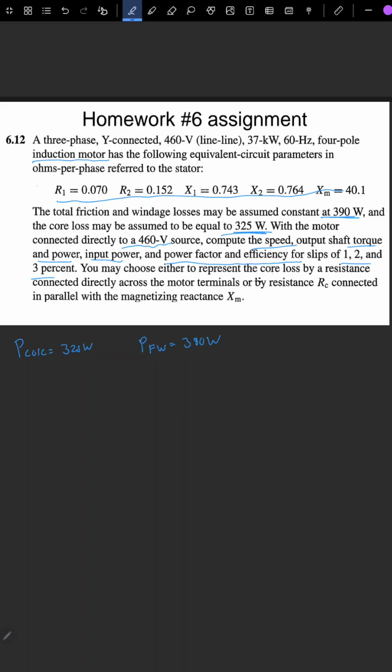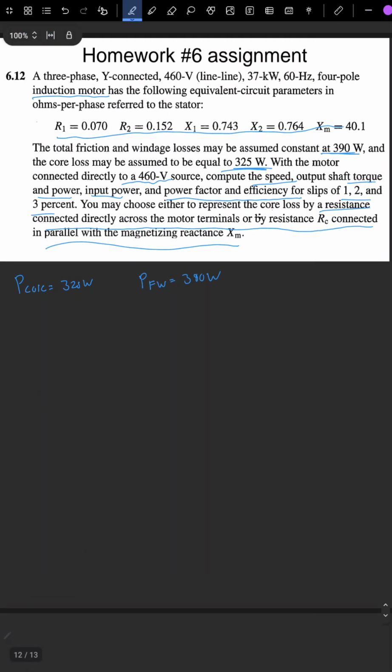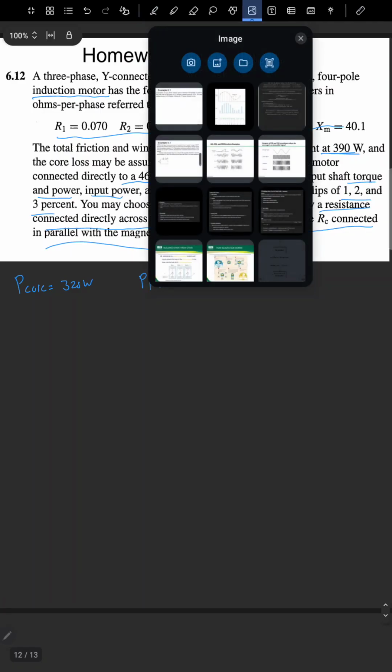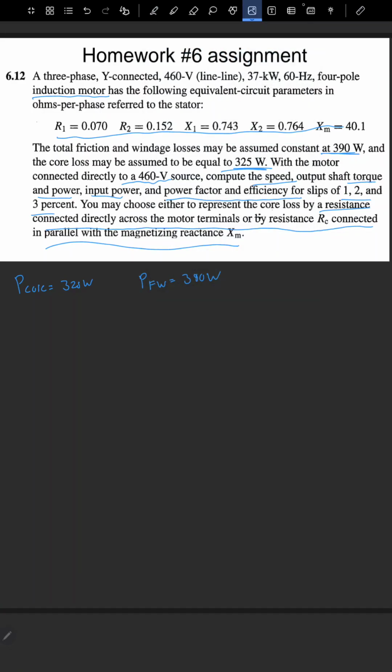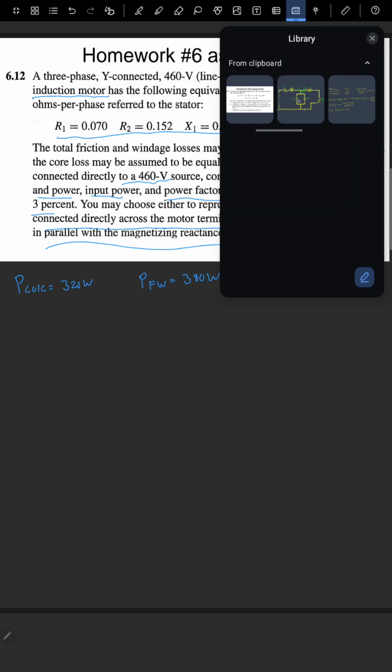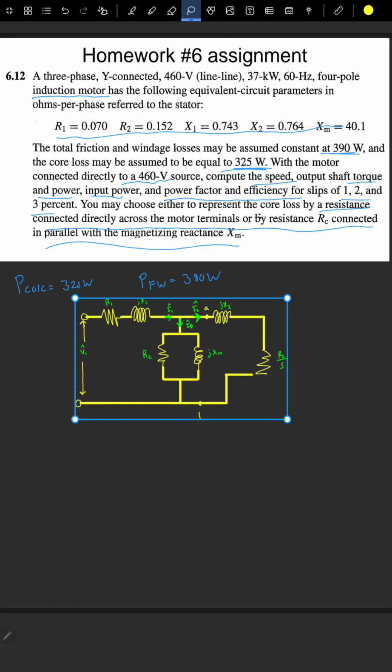You may choose either to represent the core loss by a resistance connected directly across the motor terminals or by a resistance RC connected in parallel with magnetizing reactance XM. So this is one I personally talked to him about, and I'll explain both ways to do it. Both ways yield very, very close answers, and he said either way is acceptable.